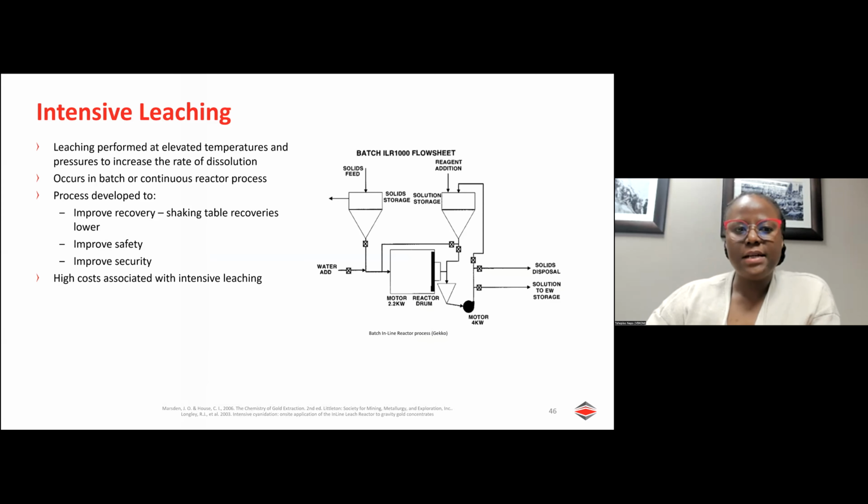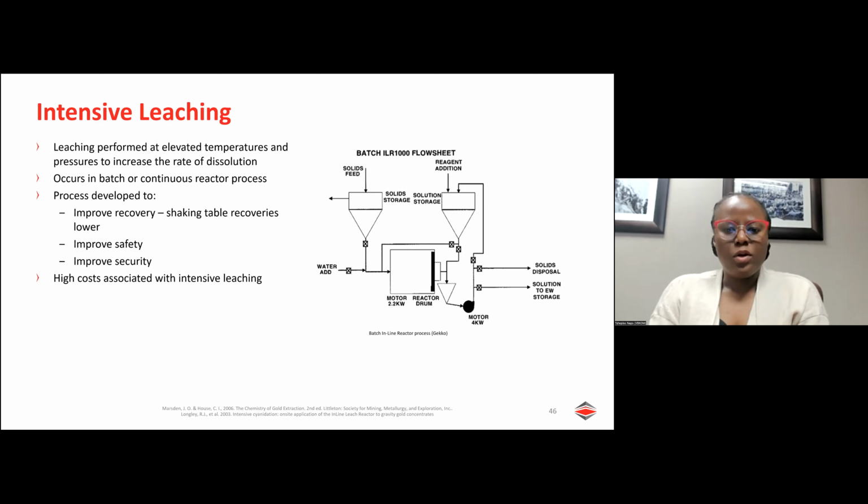Then we have intensive leaching, and this takes place in a reactor at elevated temperatures and pressures, and this is to ensure that your dissolution rate is increased. This type of leaching is commonly used to extract gold from gravity concentrates, for example. The diagram on the right shows a batch inline reactor, which was developed by Gecko.